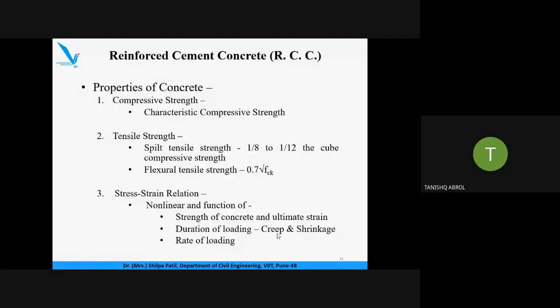All right. So the stress strain relation of concrete is a function of the strength of concrete and ultimate strain, the duration of loading, which is ultimately related with creep and shrinkage effect, and the rate of loading. So I will go to the first point now. I think we have only 2 to 3 minutes, so I will quickly finish the first part.